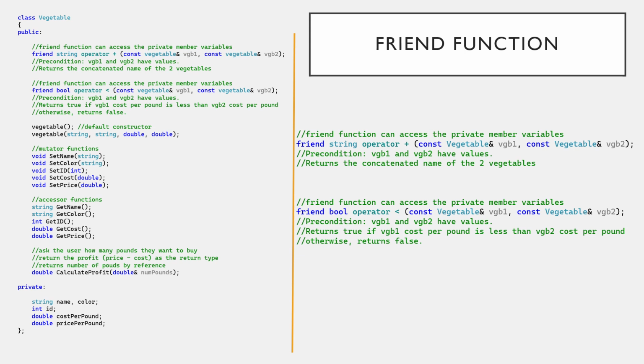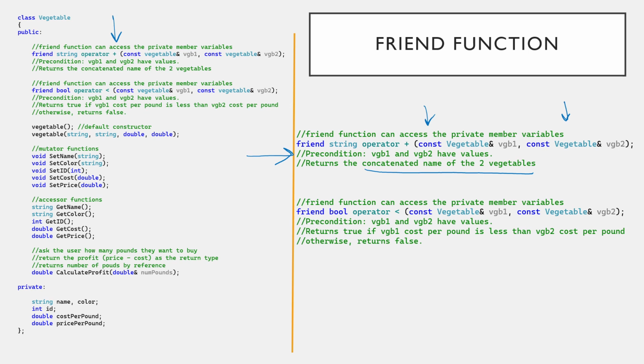The first one is plus. So the precondition here is that vegetable1 and vegetable2 have values because they are constant reference parameters. And it's going to return the concatenated name of the two vegetables. So it's going to return vegetable1.name plus vegetable2.name.